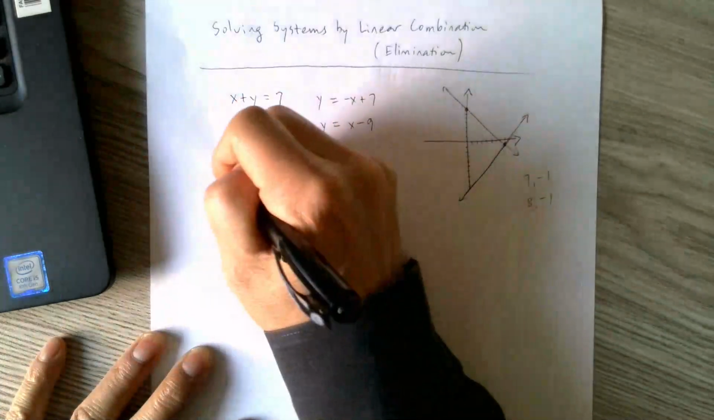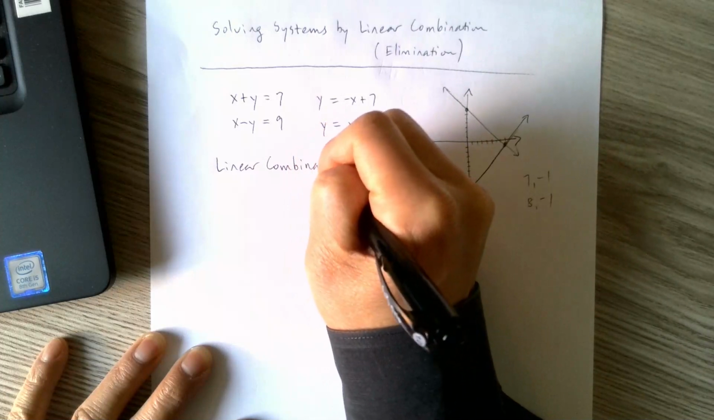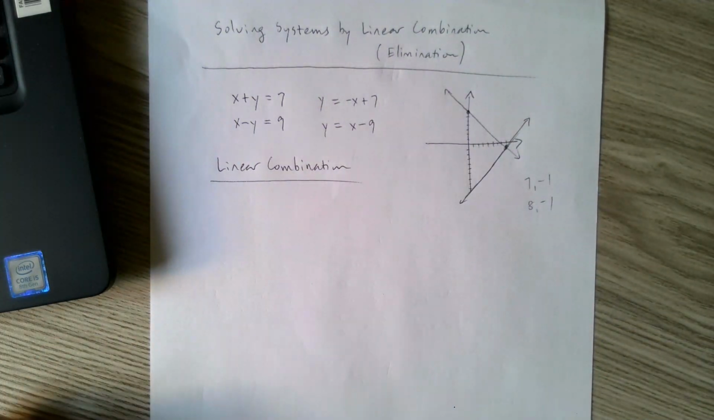And that's called linear combination. Now, the idea behind linear combination is based on taking two equations and doing something with the two equations so you get one equation with one variable. We did that last time with substitution, but linear combination is a little more clean and orderly of a process.